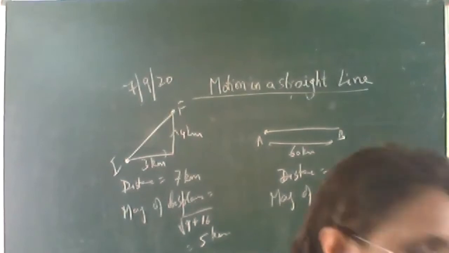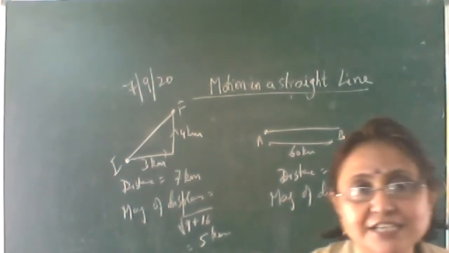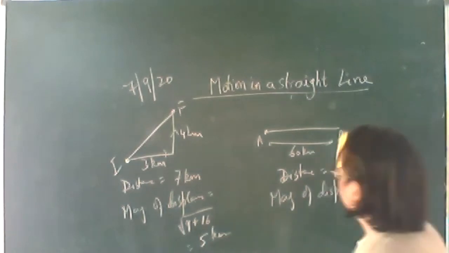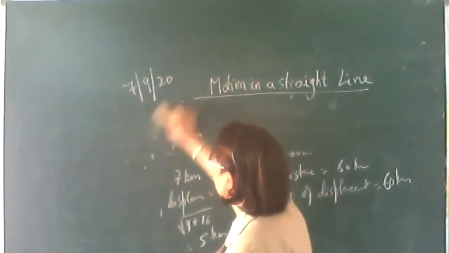Write the first characteristic: velocity is a vector quantity.